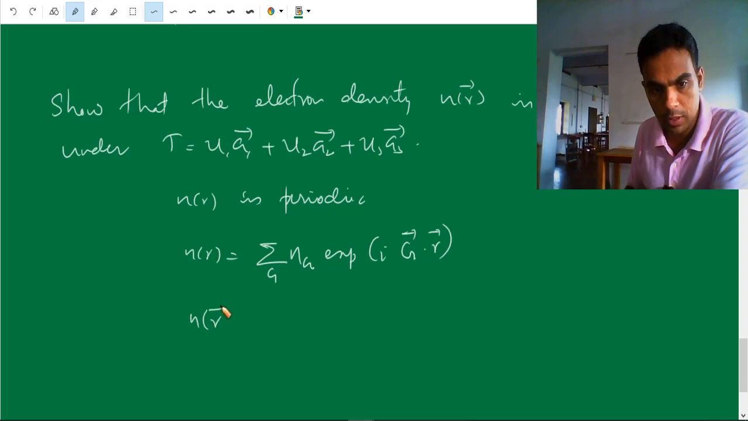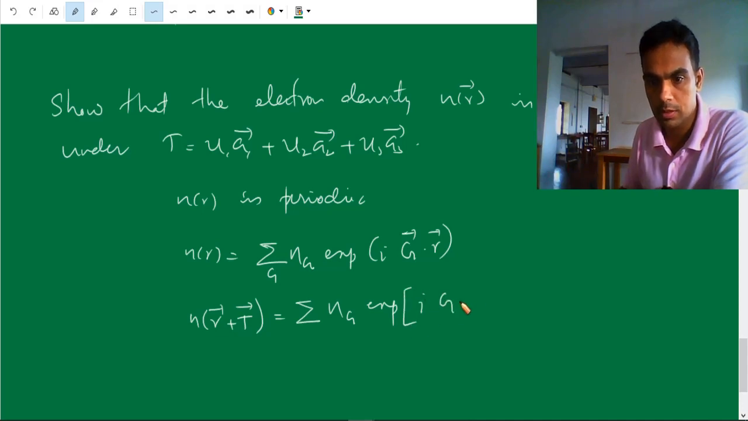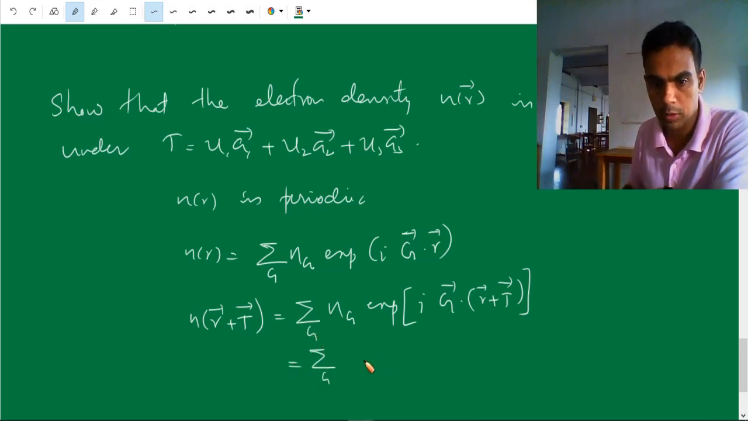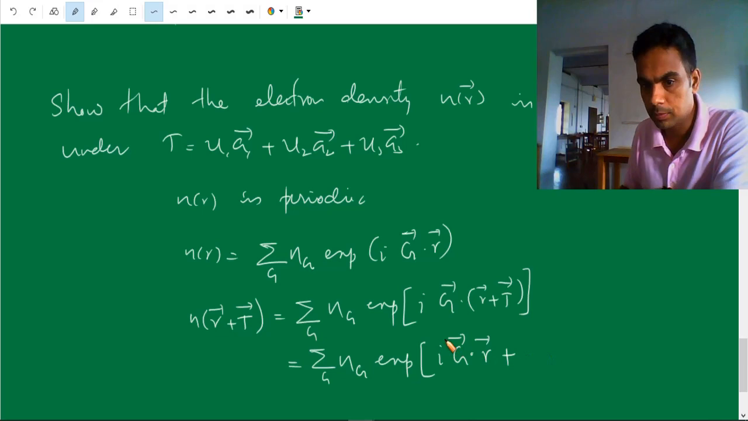Therefore, n of r plus T is equal to the sum over all G vectors of n_G exponential i G dot (r plus T), which is equal to the sum of n_G exponential i (G dot r plus G dot T).